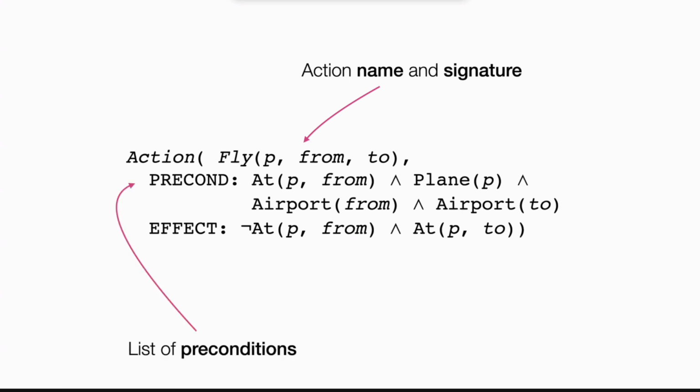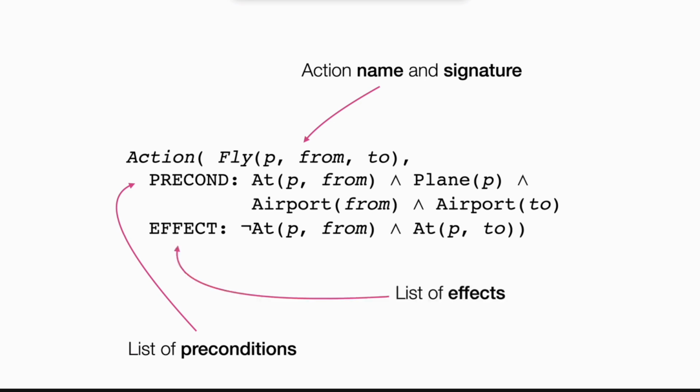We have a precondition. The precondition tells you what needs to be true before you can apply that action. So the preconditions need to be true before the action can be applied. And this kind of makes sense. So here, if you look at the preconditions of the fly action, P needs to be an airport. P needs to be a plane. To and from both need to be airports. And P needs to be at the from airport before fly can be applied.